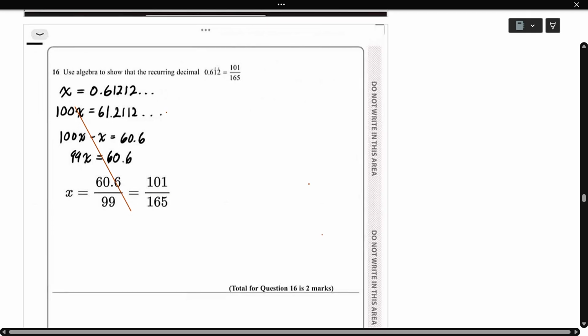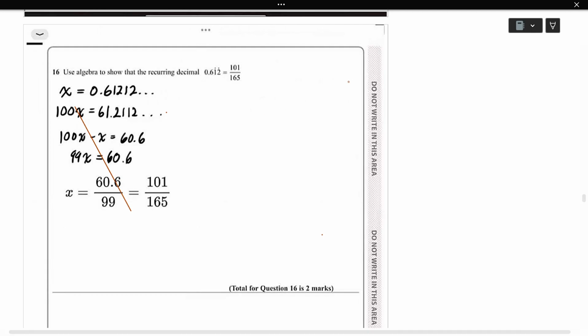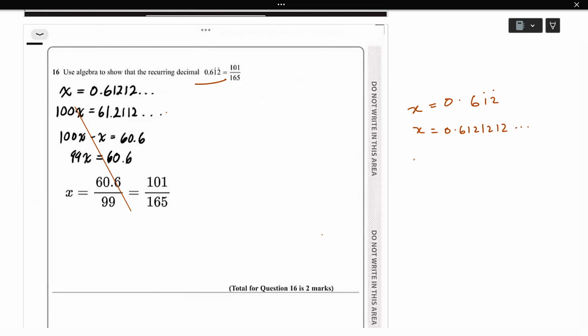The next one: use algebra to show the recurring decimal. I got this answer correct, but I'll do it another way. First, the given one is x equal to 0.612, taking only the left side first. These two are repeating. So I'll expand this: 0.6121212, keep going. Now first I'll multiply: 10x equal to 6.121212, keep going, because after the decimal everything is recurring.